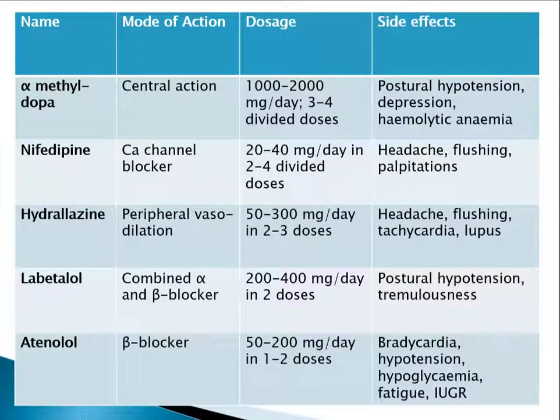Now, this chart shows the various drugs and their mode of action. Alpha methyl dopa has a central nervous action. It's available as 250 and 500 milligram tablets, given 1000 to 2000 milligrams per day, 3 to 4 times in divided doses. The side effects are postural hypotension, depression, and sometimes hemolytic anemia.